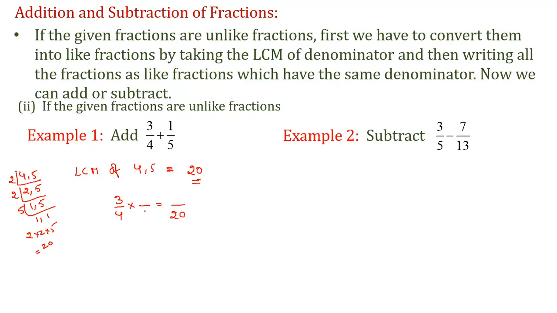By multiplying which number will you convert the denominator to 20 here? Multiplying with 5. How many times does 4 go into 20? 5 times. So you should write 5 here. 4 5s are 20. So with the same number, multiply the numerator also.